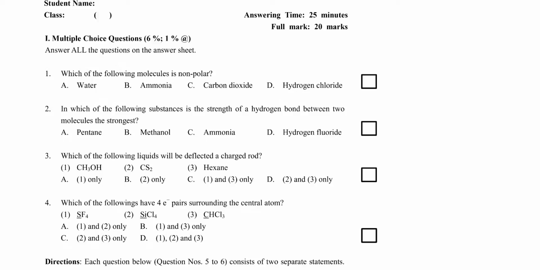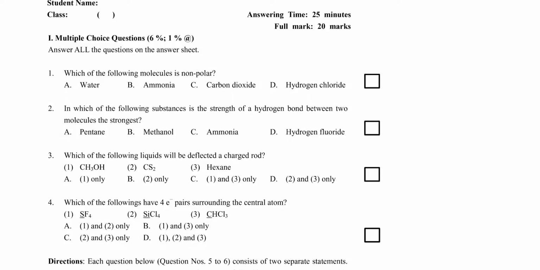To determine whether a molecule is polar or not, you should first draw the three-dimensional structure of each molecule and then determine the shape. For water, it is V-shaped. For ammonia, it is trigonal pyramidal. For carbon dioxide, it is linear. And for hydrogen chloride, it is also linear.